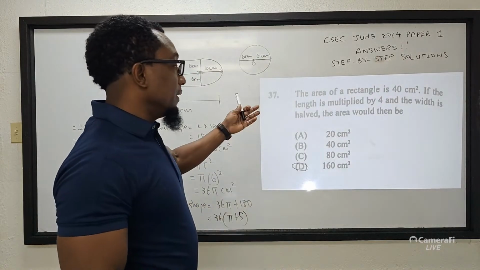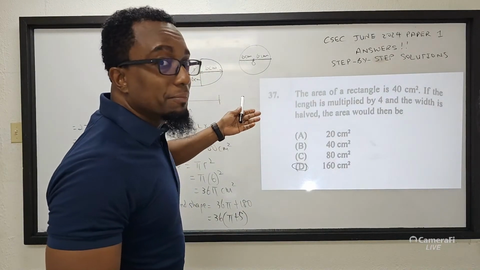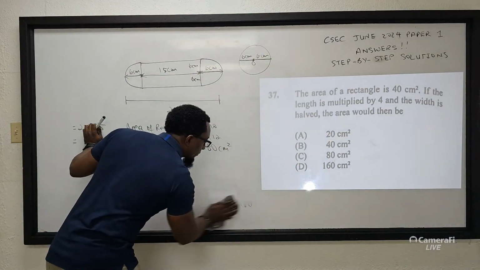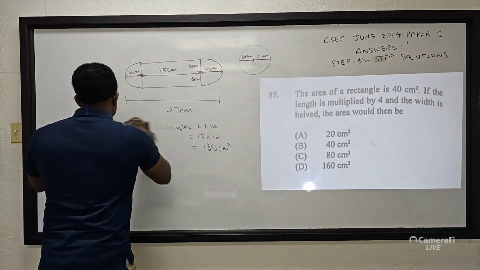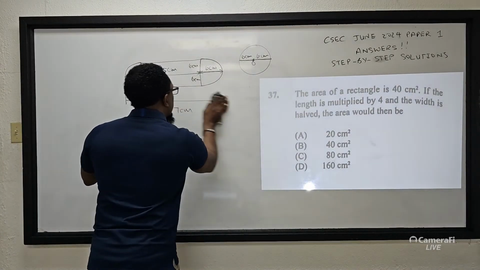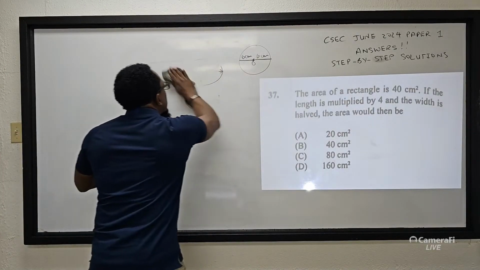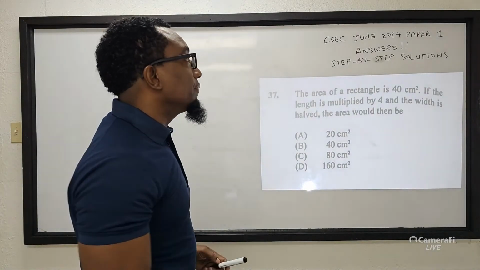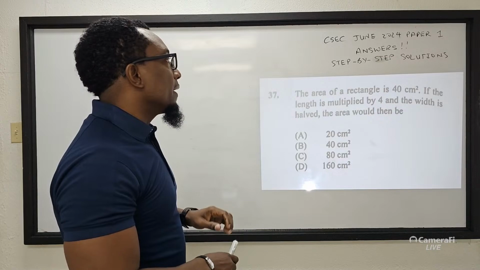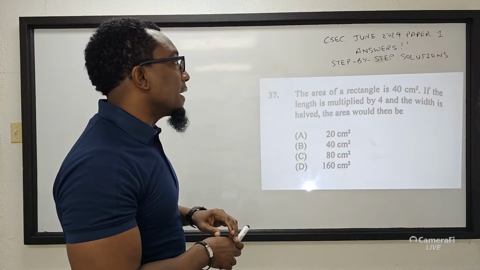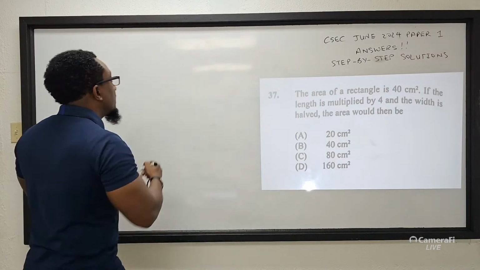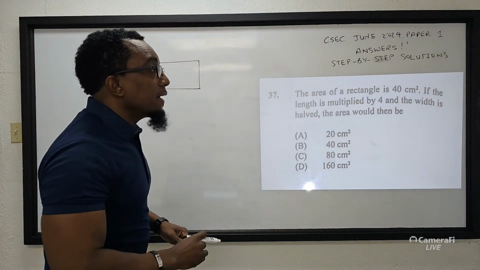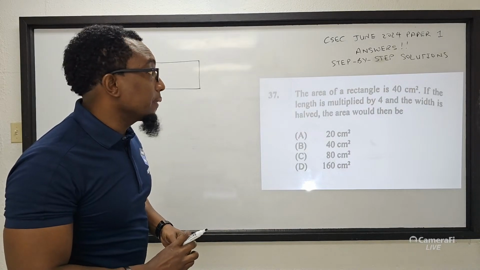This question comes almost every year, right? So 37. We have here the area of a rectangle is 40 centimeters squared. If the length is multiplied by 4 and the width is half, then the area will be... So we have a rectangle. It says the area of that rectangle is 40 centimeters squared, right?